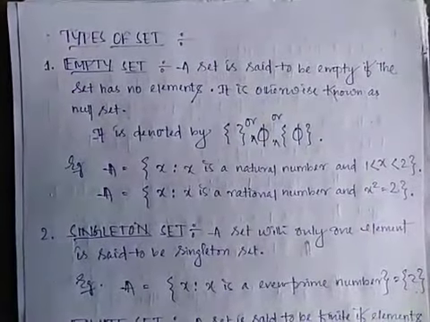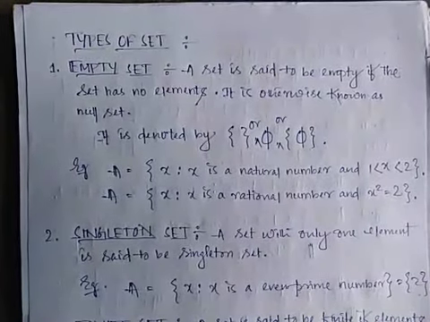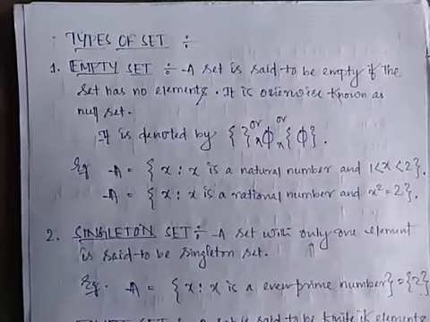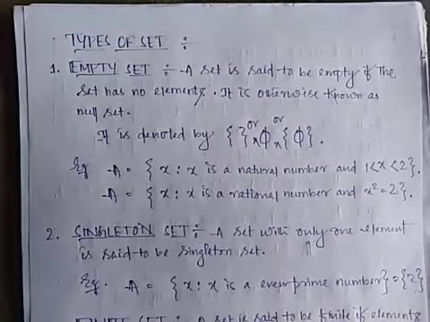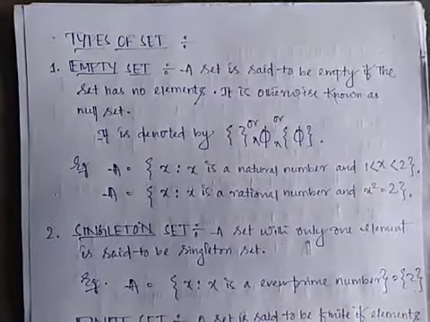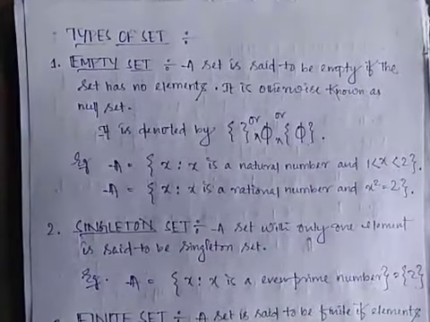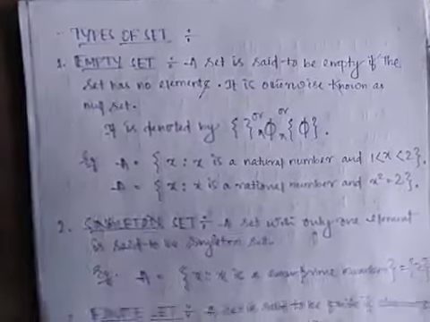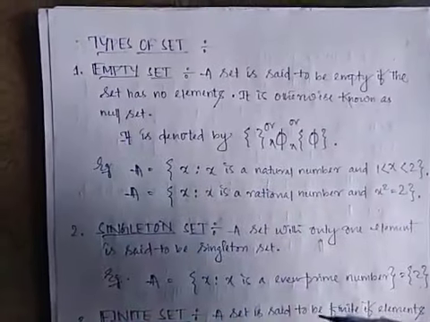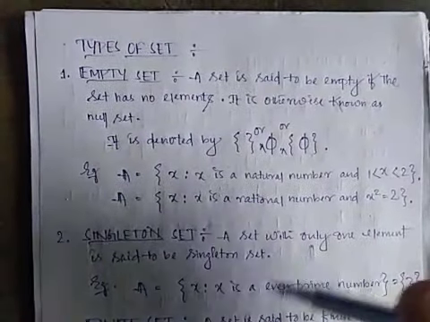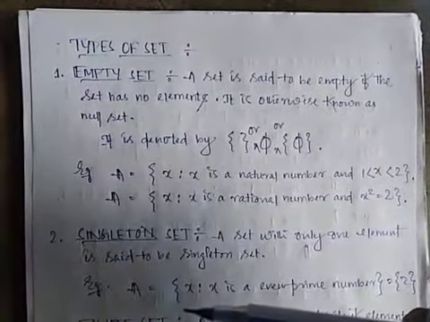In roster form or tabular form we can see the elements directly or we can visualize the elements directly, and in set builder form we have to find out the elements. We cannot see the elements directly. Now in today's class what we will read? We will read about types of sets.